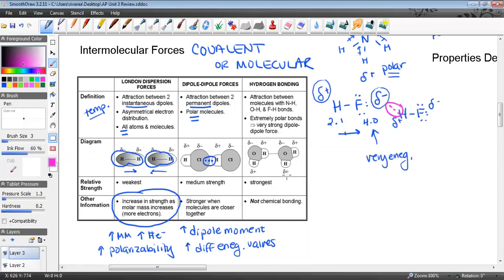And these are our strongest IMFs. And the other information here is it's not chemical bonding. Like we're not talking about the bond between the hydrogen and the fluorine. We're talking about the intermolecular attraction between the fluorine on one and the hydrogen on the other.